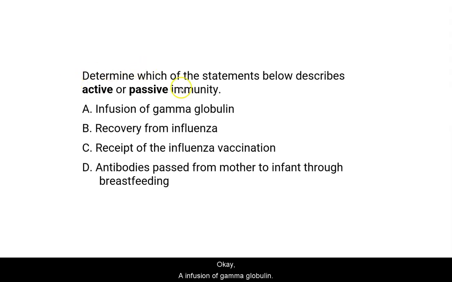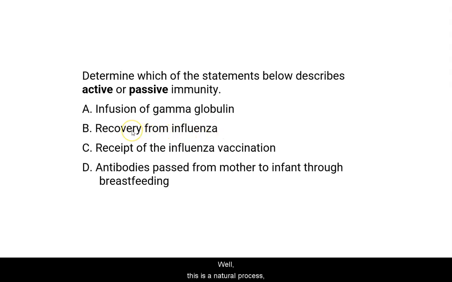Okay, A, infusion of gamma globulin. Okay, this is an antibody, and we're infusing it, so it's a medical procedure. So this is going to be artificial. And infusing antibodies is not going to elicit an immune response from us. So no immunologic memory is formed. Therefore, this is passive immunity. So artificial passive.